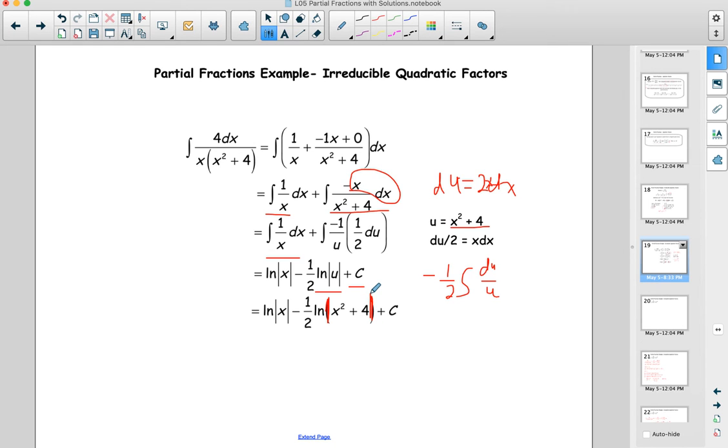Actually, do I need the absolute value in this case? Let's think that one through. If you plug in a negative x and you square it, it will become positive. So the lowest that x squared plus 4 can be is 4. So the absolute value this time was not needed. So round brackets would be fine here because the argument there is never going to become negative.